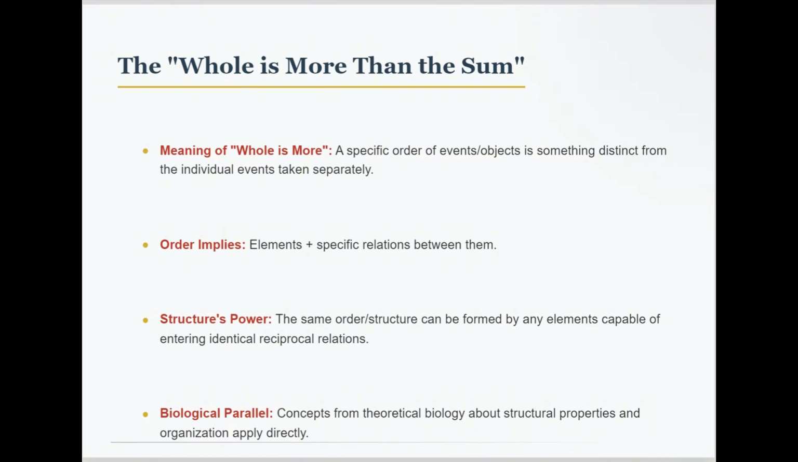Biology talks a lot about this, about emergent properties arising from organization, about the significance of structure versus the properties of individual molecules. Our problem fits perfectly into this framework. The mind, as a specific order of neural events, exhibits properties that aren't found in the individual events alone.